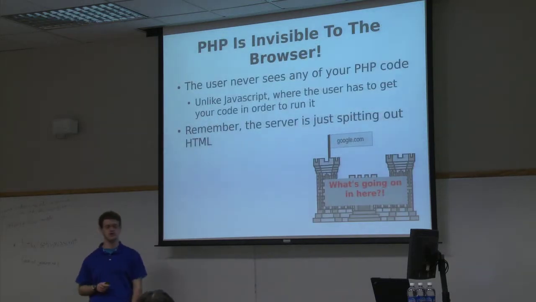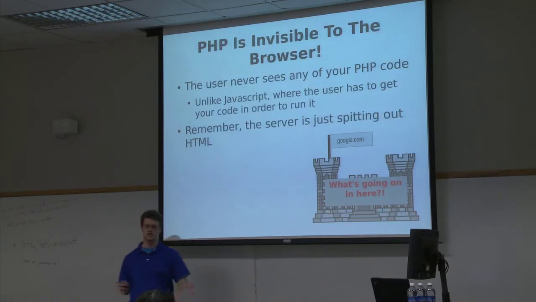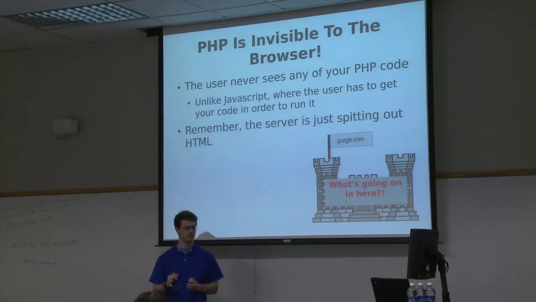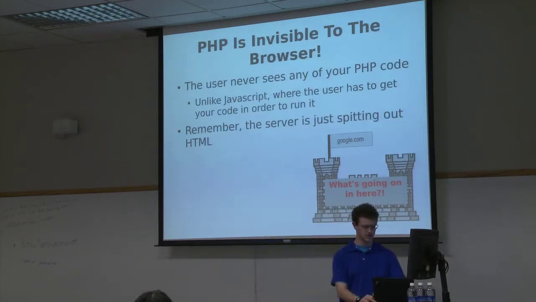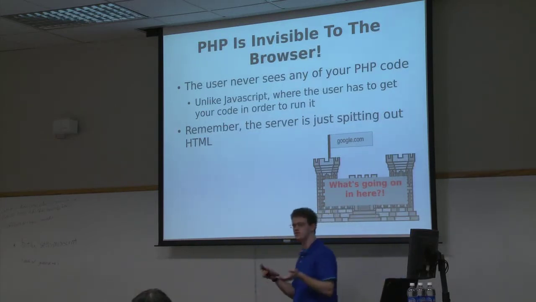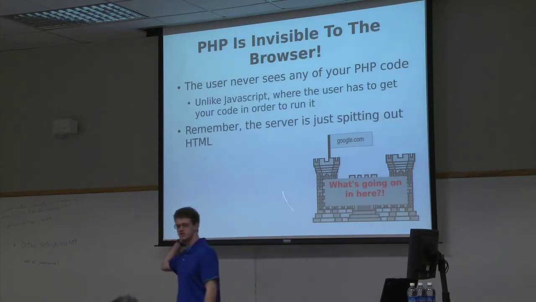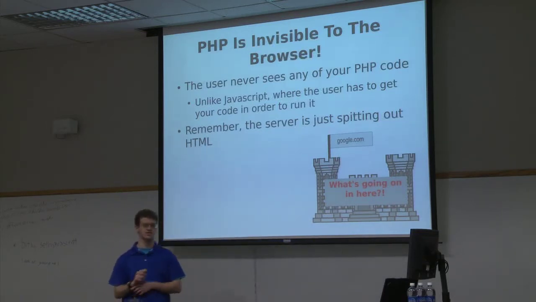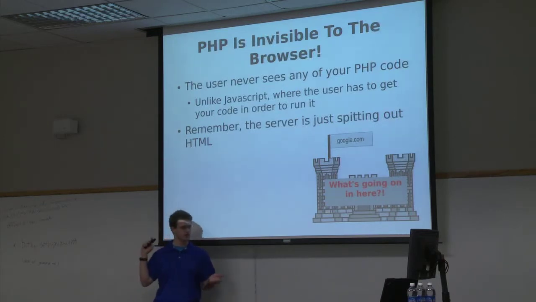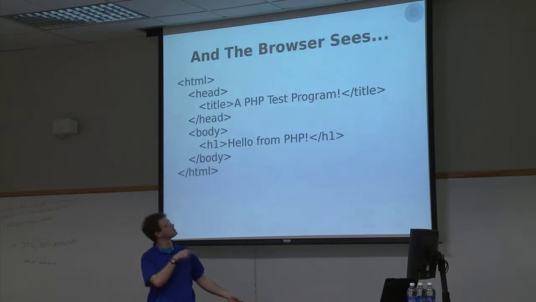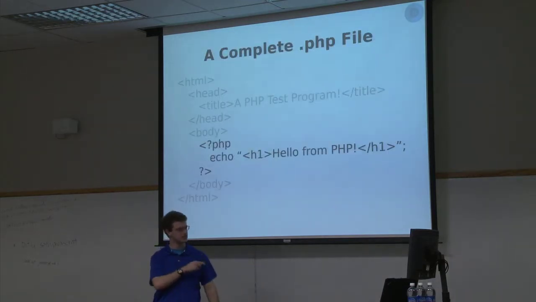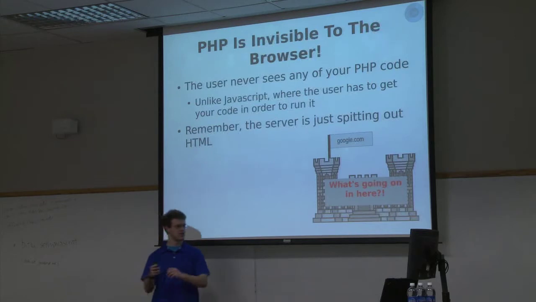PHP is invisible to the browser. Unless you get an error and PHP dumps out a ton of error stuff, the person using your website will never know that you're using PHP, except that your files end in .php. They'll never know exactly what kind of logic is happening. If they go to view source, they'll see this. They won't see your PHP code. That stays on the server, and if you protect it right, it will never get out. Because if you remember, PHP is just spitting out some HTML to the browser. It could be just a file that looks like this, or it could be the script that looks like this that echoes this. It doesn't matter. It's all the same.